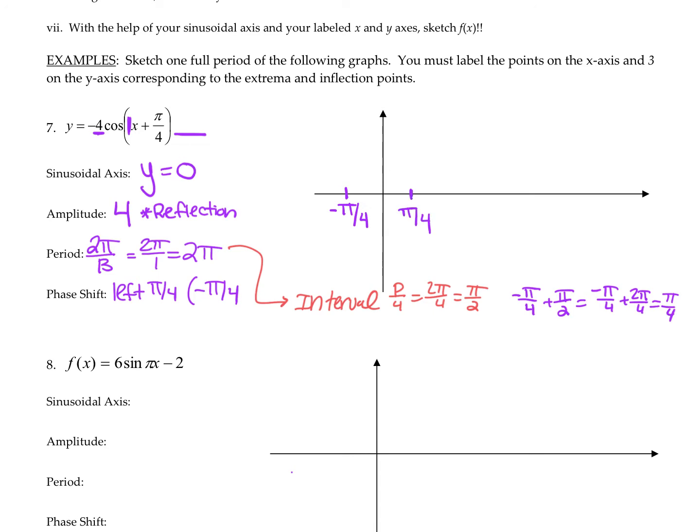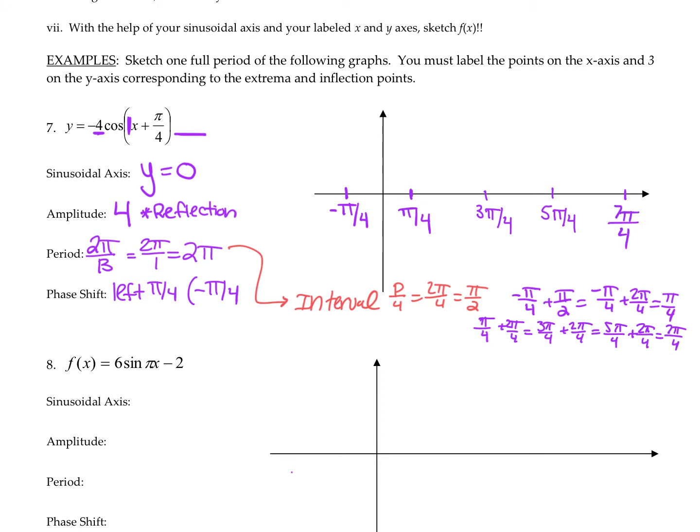Then to find the next point, I would keep doing the same thing. So if I start at pi over 4, I'm going to add pi over 2, which is really adding 2 pi over 4. My next key point would be at 3 pi over 4. And then 5 pi over 4. 1, 2, 3. That's 4 key points. I need one more. So 7 pi over 4.